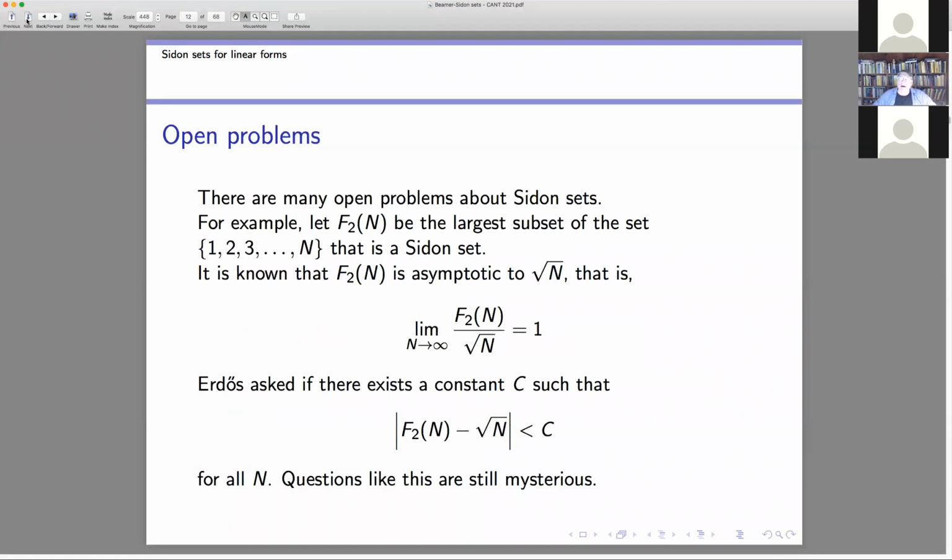There are a lot of open problems about Sidon sets. In some sense, almost every problem is open. If you let F2 of n be the size of the largest subset that is a Sidon set and contained in the interval from 1 to n, then we know that F2 of n is asymptotic to the square root of n. Erdős asks if in fact F2 of n is always within a constant of root n. And questions like this are still mysterious.